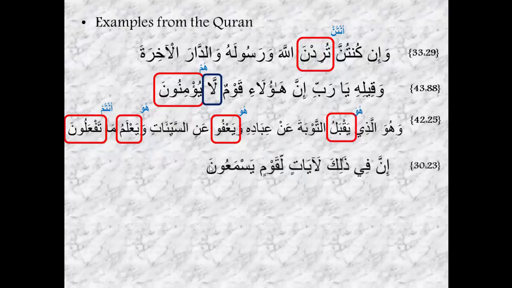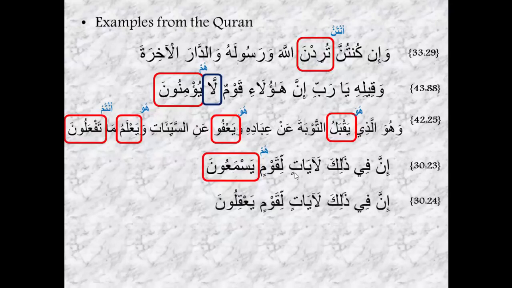إِنَّ فِي ذَلِكَ لَآيَاتٍ لِقَوْمٍ يَسْمَعُونَ. The verb here is يَسْمَعُونَ, following the pattern يَفْعَلُونَ. So the conjugation is for whom? They hear. Indeed, in this are signs for a people who hear.